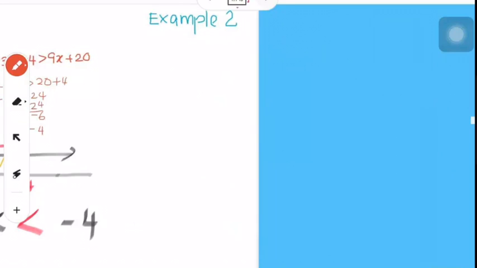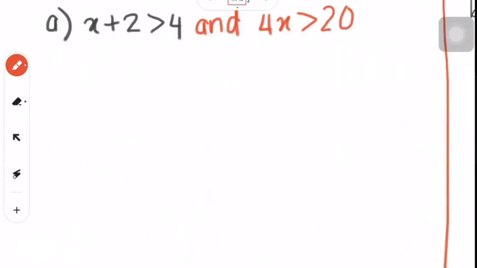Let's try this one. Cepat. Teacher, can I try? Yes, definitely. Boleh. Siapa nama? Rizky. Rizkin. Okay, Rizkin. Cuba buat A. Okay, Rizkin akan jawab soalan A.